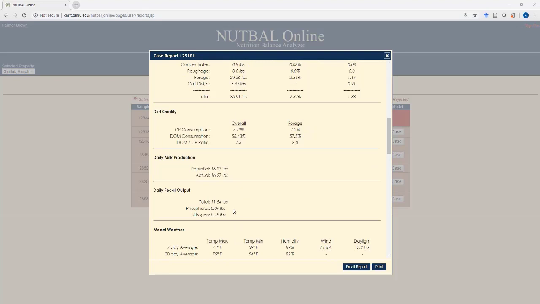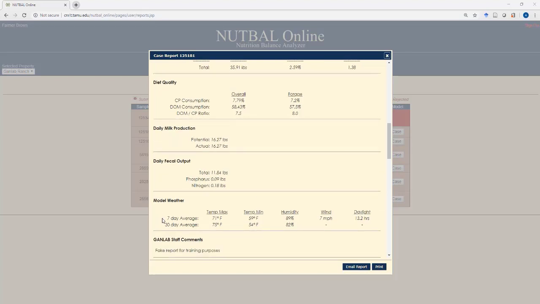Also, as part of our fecal NIRS analysis, it predicts the amount of phosphorus and nitrogen in the fecal matter itself, and this information is more for calculating nutrients returning to the system. And the next section we have is the model weather. This is the climate information that NUTBAL pulled from the National Weather Service and various stations throughout the country.